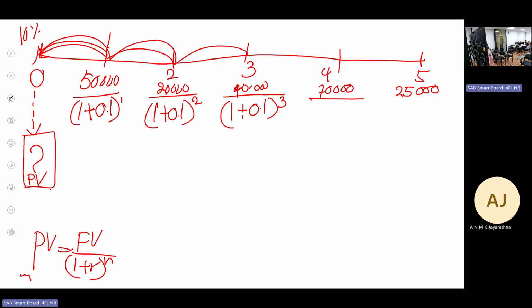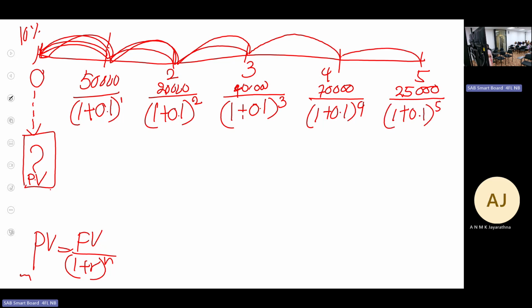Fourth year, 70,000 divided by 1 plus 0.12 to the power how many times? 1, 2, 3, 4. 4 times. And then fifth year, this will occur at fifth year. So then, in converting this balance into the present context, you have to compound it by 1, 2, 3, 4, 5. How many times? 5 times. This is step number 1.